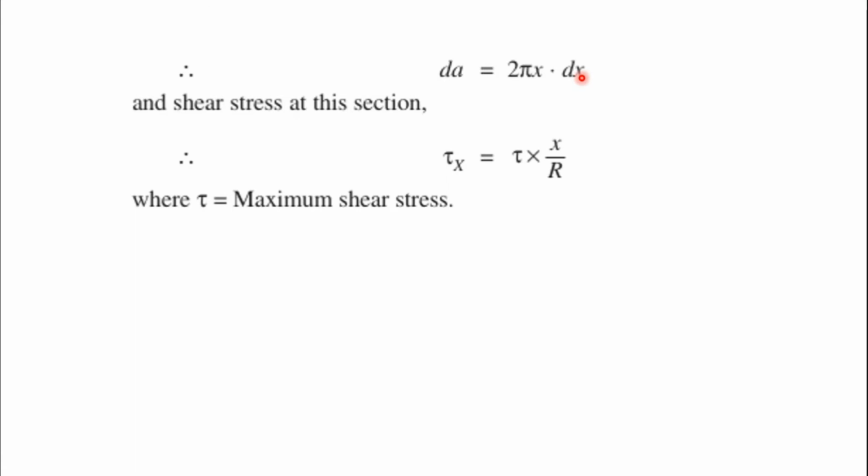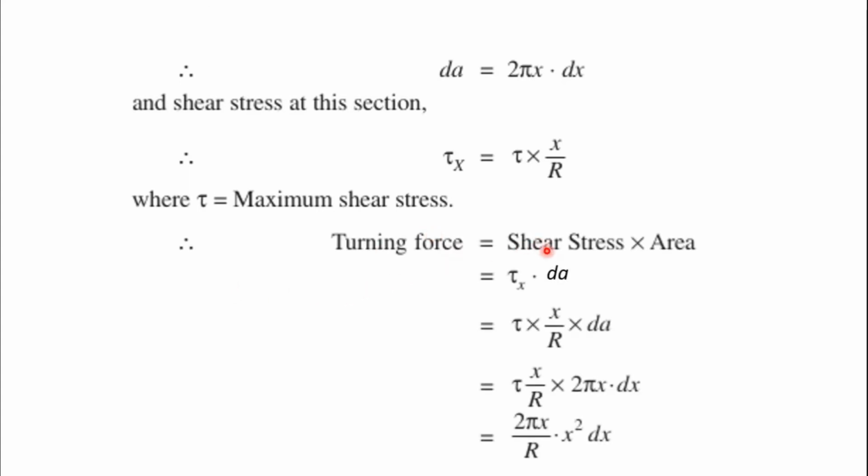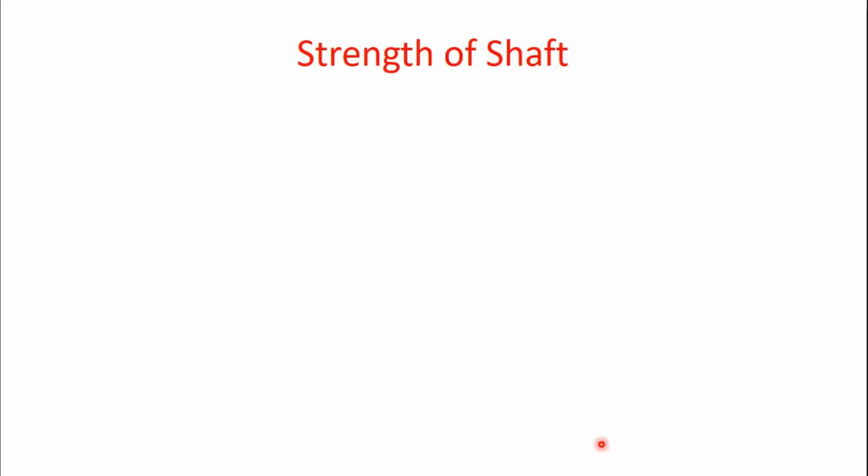and shear stress at this distance x can be calculated by using the unitary method, and we know that tau x, the shear stress at a distance x, equals tau, which is the shear stress at the outermost layer, multiplied by x by R. So it is a unitary method where tau is the maximum shear stress or the shear stress at the outermost layer. Now the turning force equals shear stress into area, and we have to calculate turning force at a distance x, so tau x multiplied by dA. Putting all the values, finally we get on solving 2 pi tau x upon R into x square dx.